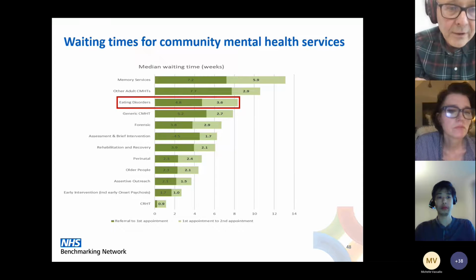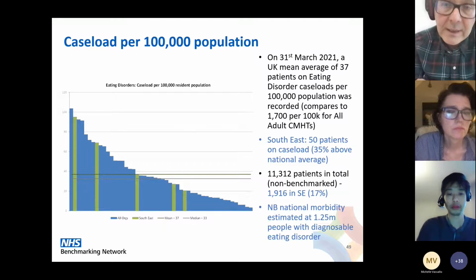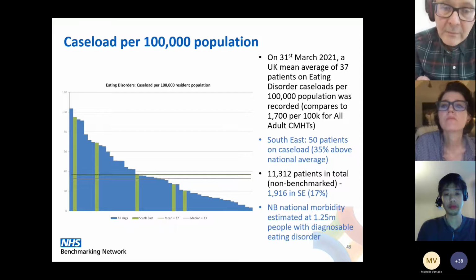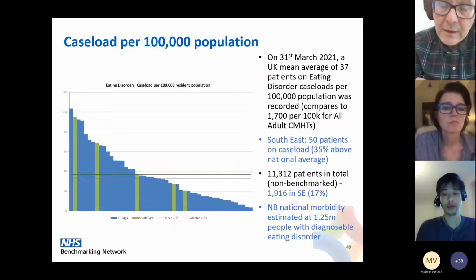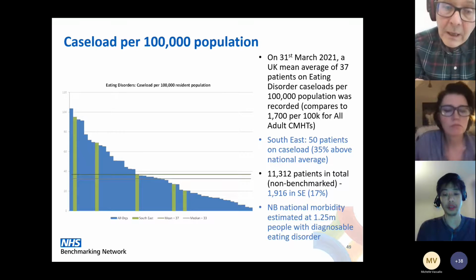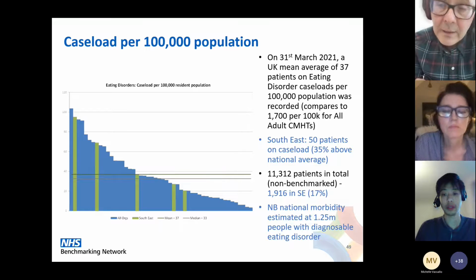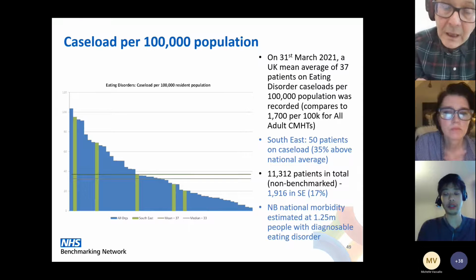And if we move on, Ellie, to the caseload. This is a discussion point. It's not just for the South East, it's for everyone really. Nationally, this is UK-wide, there were 11,312 patients on eating disorder caseloads across the whole of the UK, and 1,900 of those people within the South East. So about 17% of the total there. So the South East had slightly higher levels of representation.